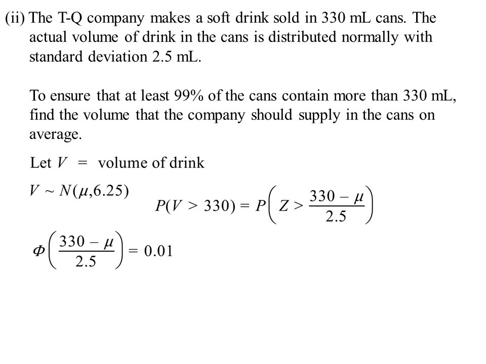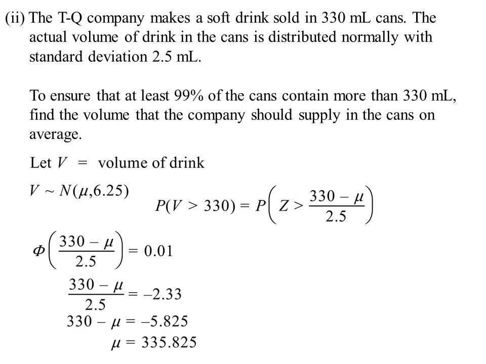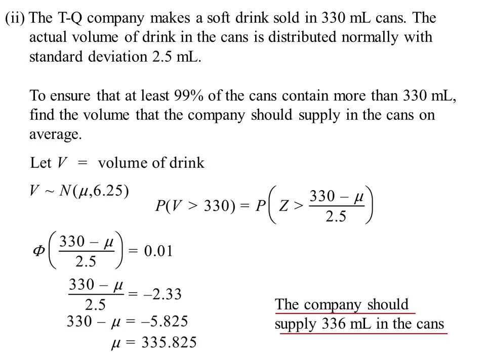Let's look it up and we get 2.33. Just got to work out this equation. Now what is mu? It works out to be 335. So alright, if they set it at 335ml, then 99% of their cans should have more than the 330 that the label on the can says.